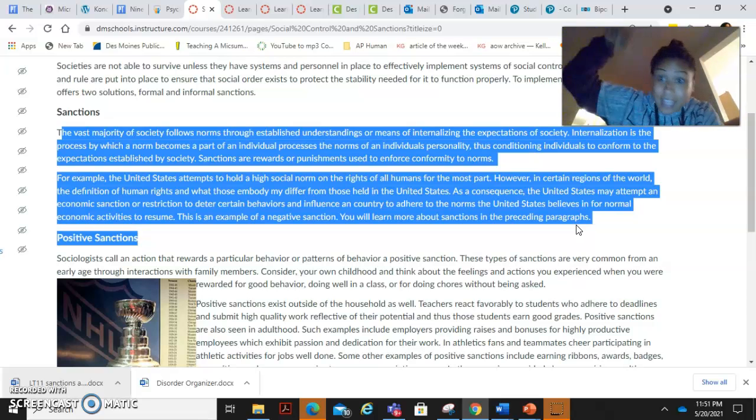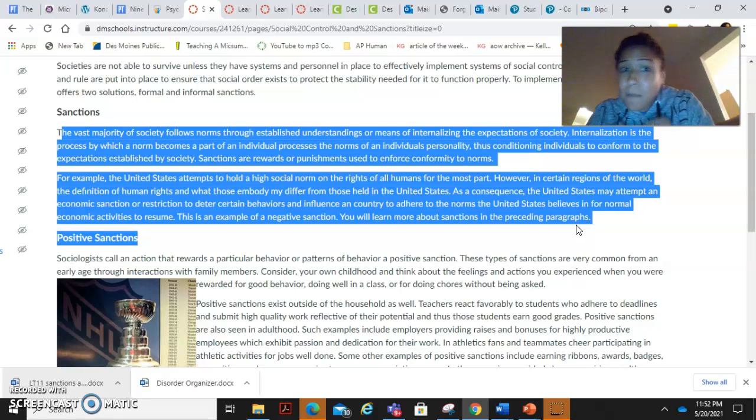Internalization, you guys need the definition of this, is the process by which a norm becomes a part of an individual process. Hold on. Whoever typed this didn't do a good job. Internalization is the process by which a norm becomes a part of an individual process. The norms of an individual personality, thus conditioning individuals to conform to the expectations established by the society.